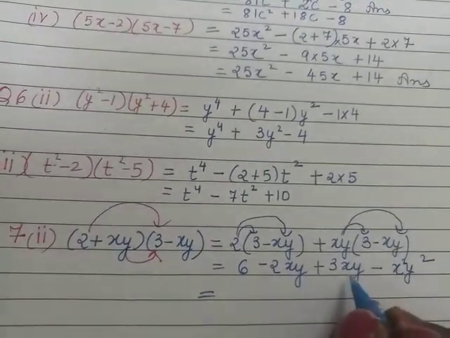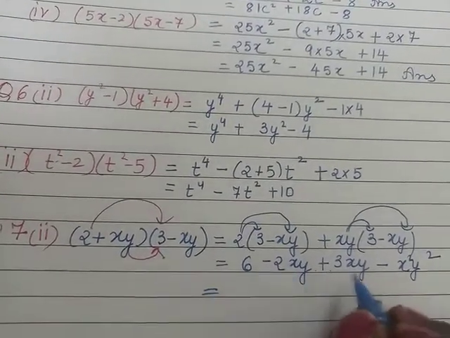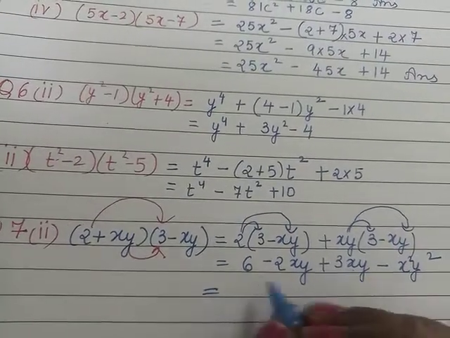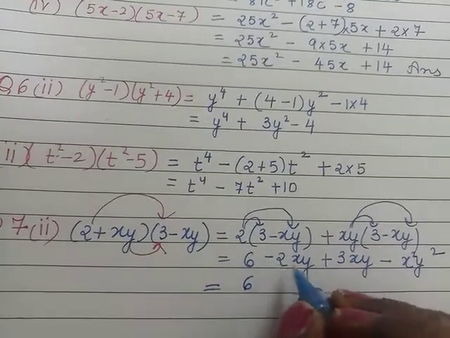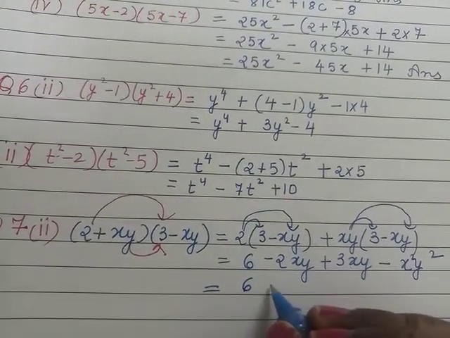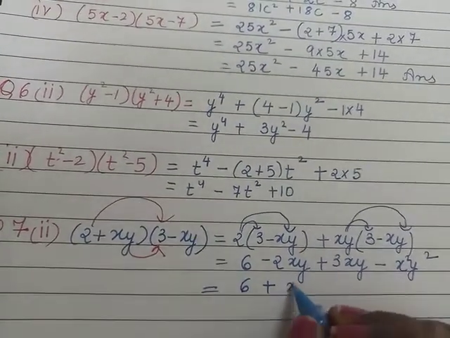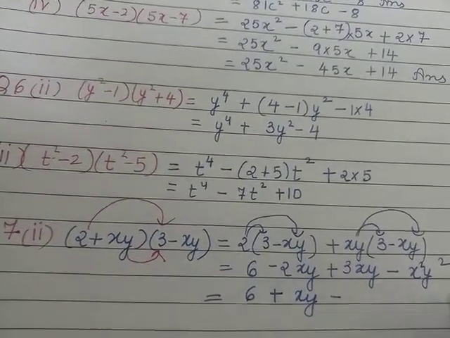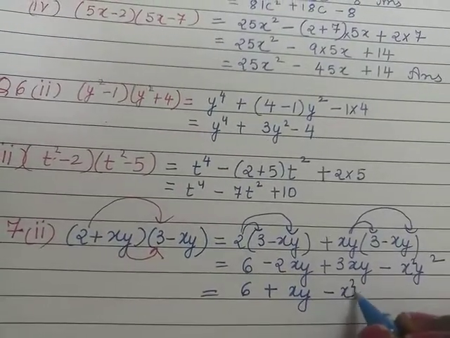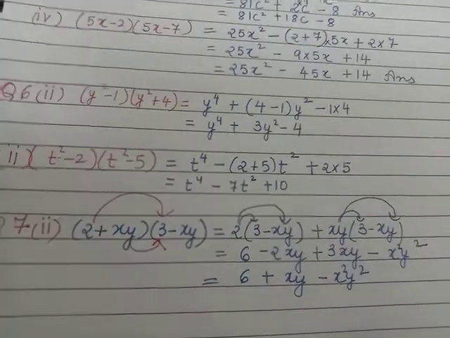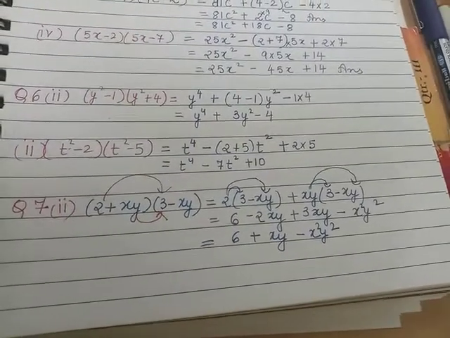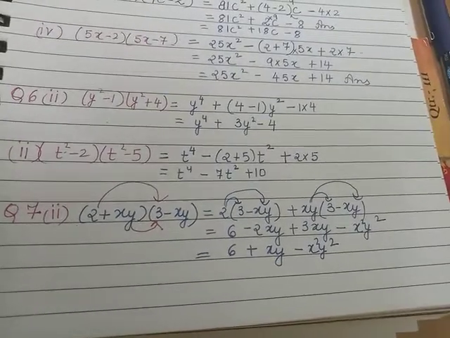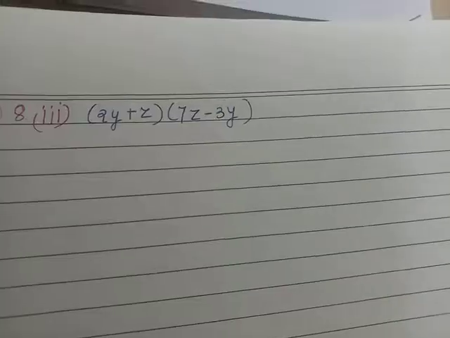As these two are the like terms, minus 2xy and plus 3xy, so we solve them. So we write 6 as it is. This is minus 2 and this is plus 3, so it will give you plus 1xy, and the last term is minus x square y square. So for question number 7, second part, you are going to apply the distributive law.